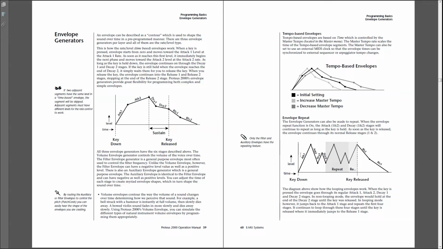And here they're saying on this chart over here that it will repeat around these 4 settings. So you can have a sustain that is not constant, it moves around. That's if you set repeat on. If you don't, it will hover on the level set by the decay number 2.